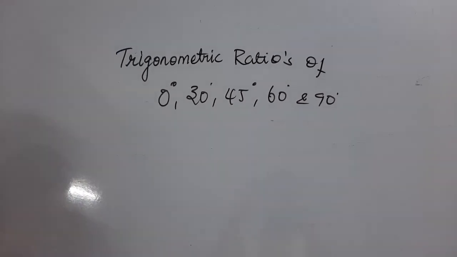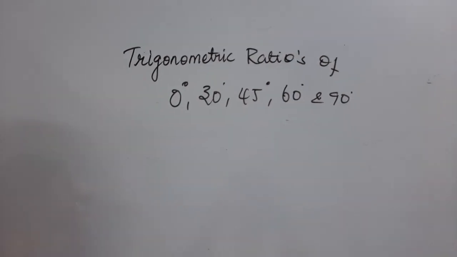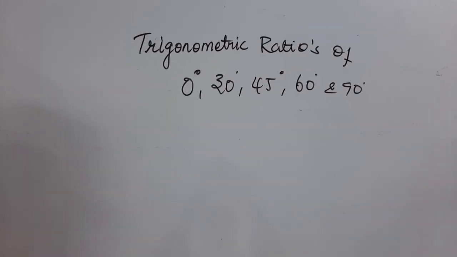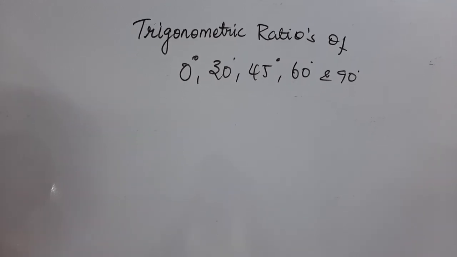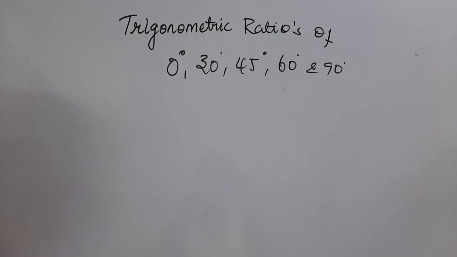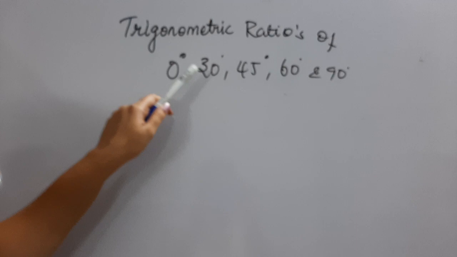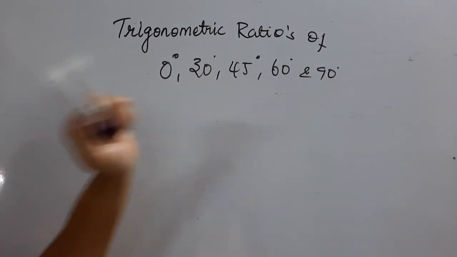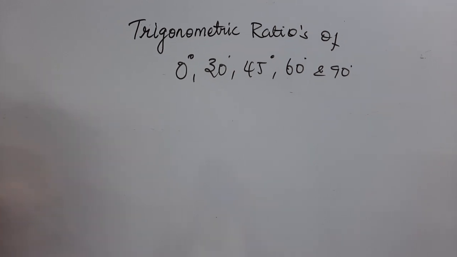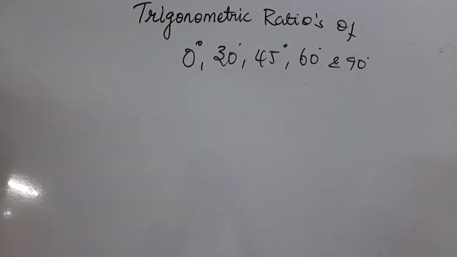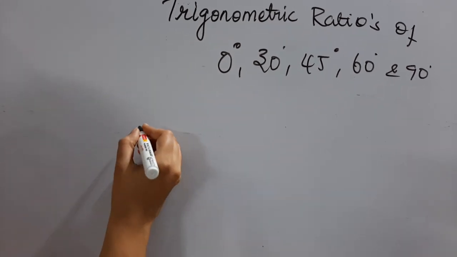In the last video we have seen trigonometric ratios. There are 6 trigonometric ratios: sine, cos, tan, cosecant, secant and cotangent. Today we are going to see the values of a few trigonometric ratios with degrees 0, 30, 45, 60 and 90 with respect to sine, cos, tan, cosecant, secant and cot. There is a table given in your content book. Now I am going to explain that.